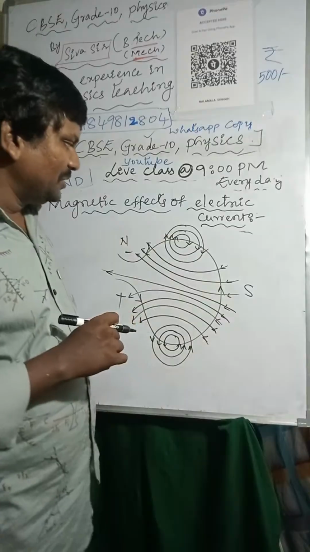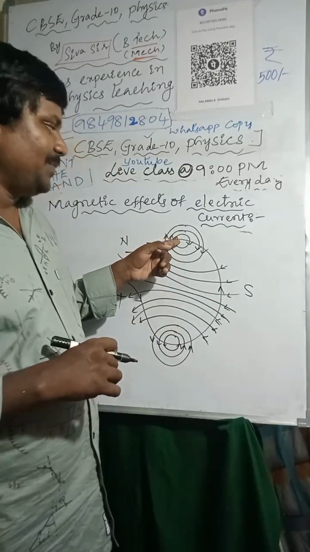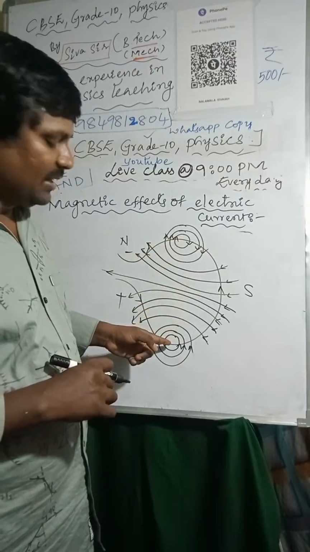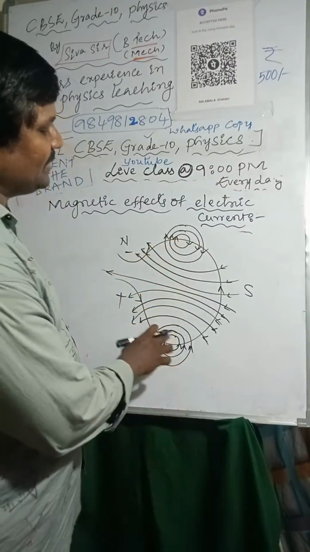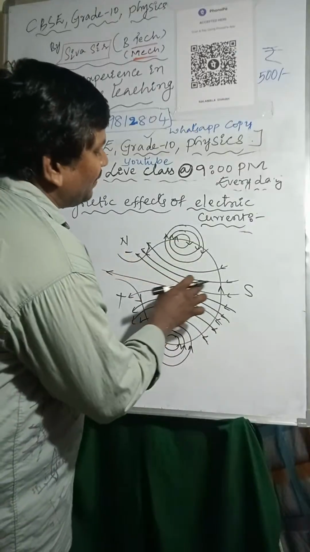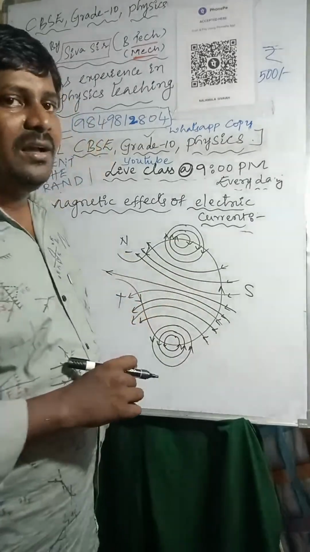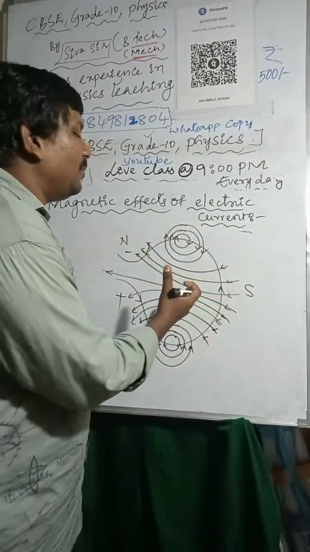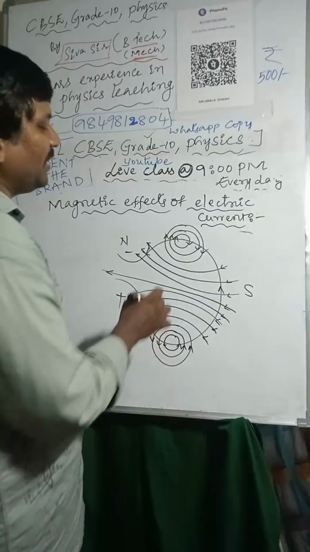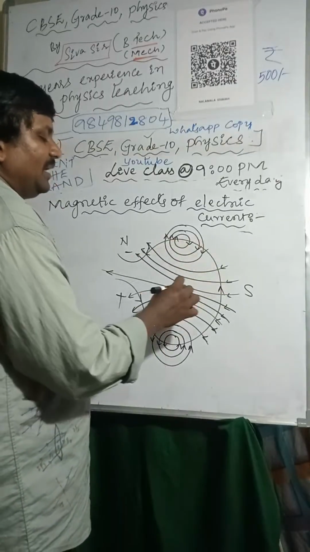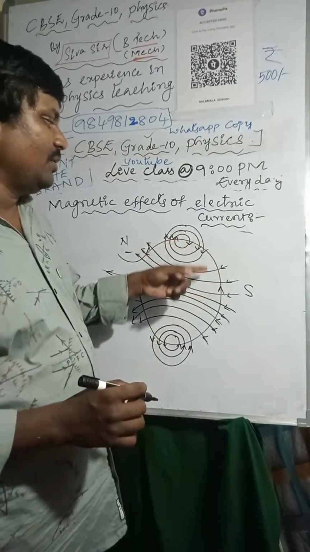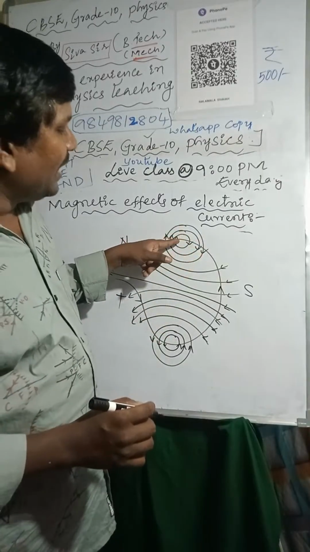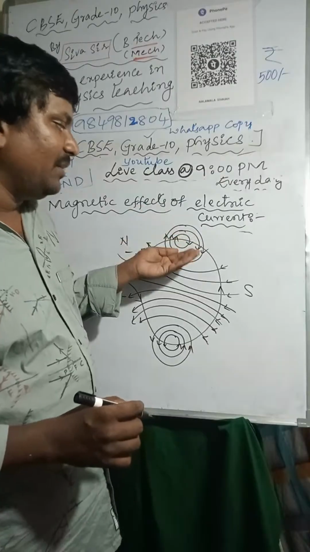Sir, I have one question. Here current is passing, right? Yes or no? In the wire itself, current is passing. How will the field lines be more at the center? Actually, when the current is passing through the conductor, it acts as a magnetic field. So near the conductor, the magnetic field will be more.